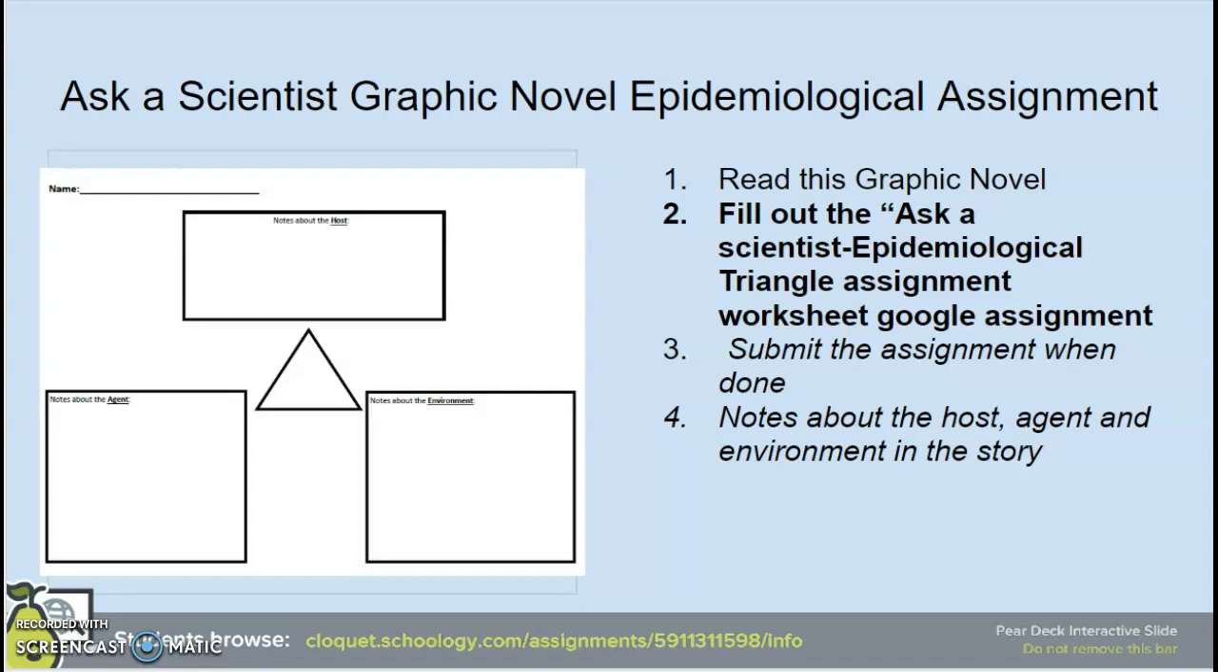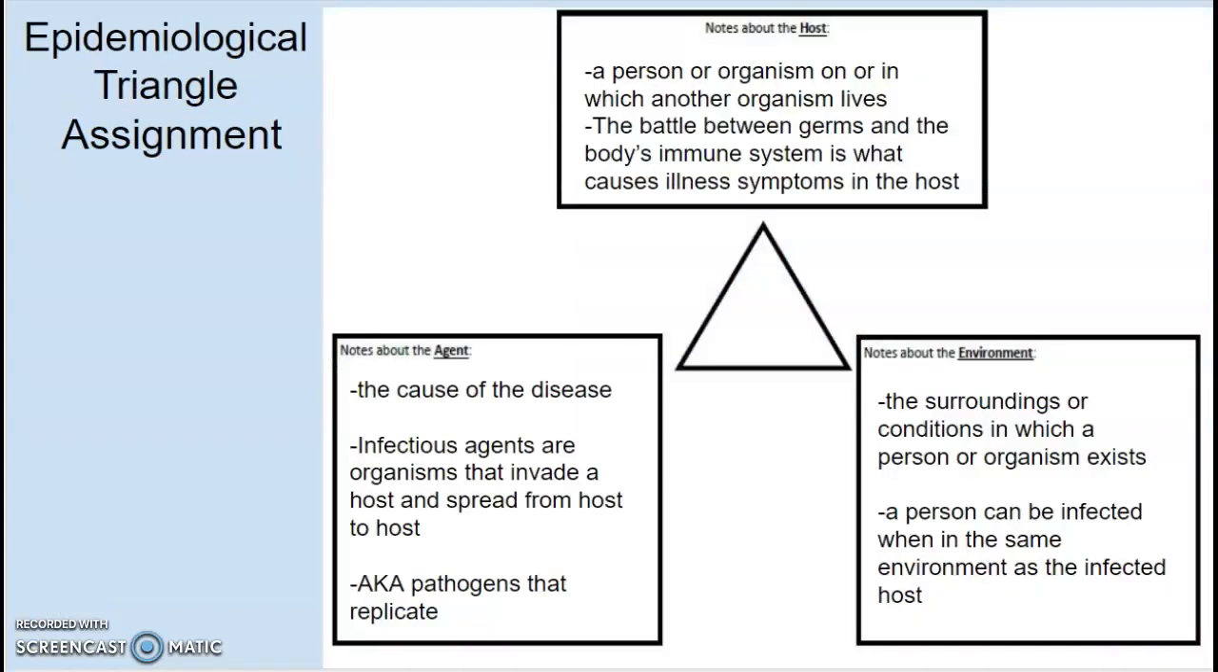So now I'm on slide 16. You're going to read the graphic novel that you opened up on slide 15. And then you're going to fill out this Ask a Scientist Epidemiological Triangle assignment that should open up as a Google assignment for you. When you are done, you're going to submit it. And you're taking notes about the host, the agent, and the environment in the story. And so here's just a little example.